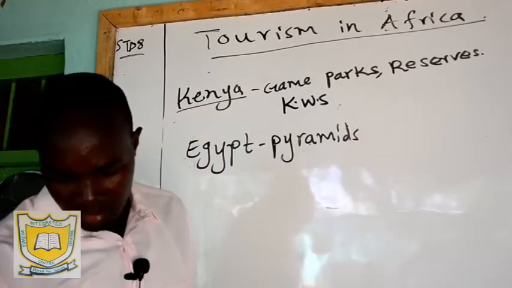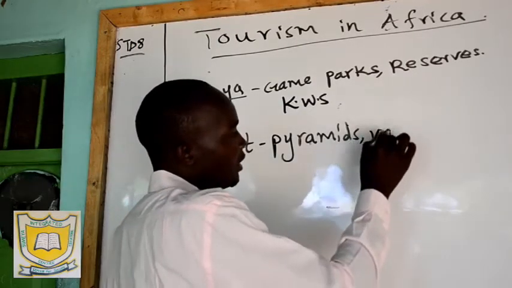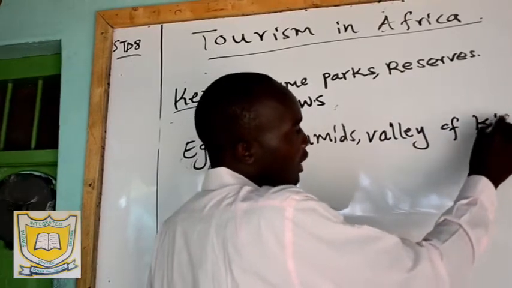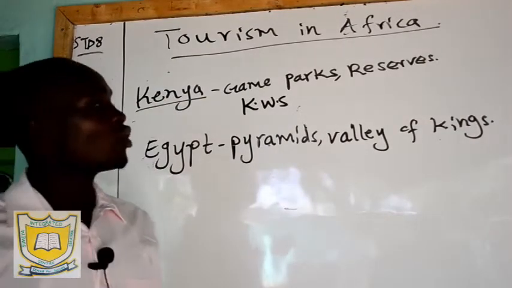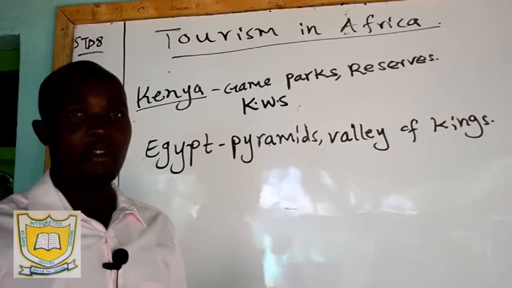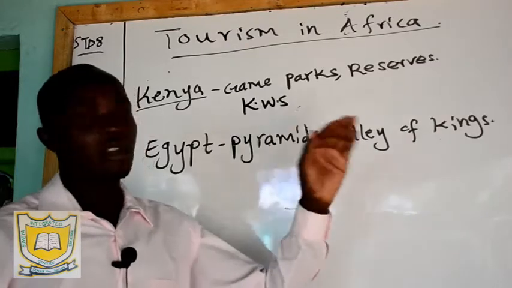Then we have also the Valley of Kings. Egypt was ruled by kings a long time ago. During the beginning, it was ruled by kings. So we have the valley where the kings were buried after death. This one also normally attracts the tourists.